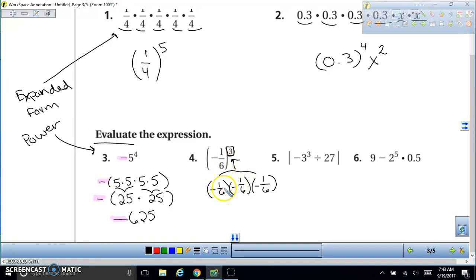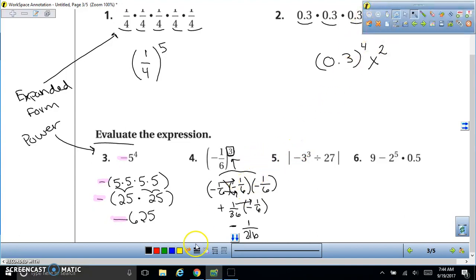Okay. Now, a negative times a negative is a positive. 1 times 1 is 1. 6 times 6 is 36. Okay. Now I have positive 1/36 times -1/6. Okay. A positive times a negative is a negative. And 1 times 1 is 1. 36 times 6 is 216. Now we're done. This can't be simplified, so we're definitely done. All right. So when you're evaluating, expand the problem out and then go through and do the operations.